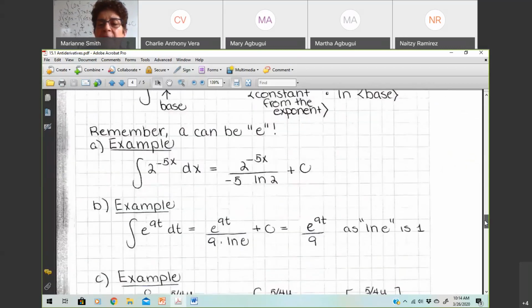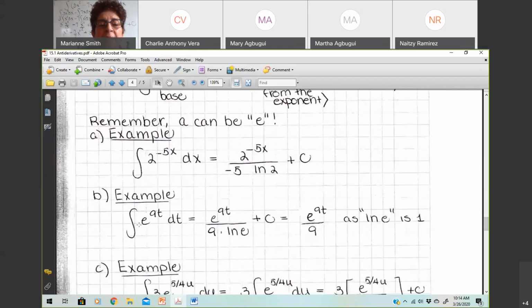Here's an example with e. Okay, I have e to the 9t dt. So I'm going to put the entire exponential in the numerator, e to the 9t. I'm going to divide by the thing multiplying t in the exponent, that's the 9. This is my k value. And then ln of the base, which is e, and you must remember ln of e is 1, okay, plus c. So I get e to the 9t over 9.